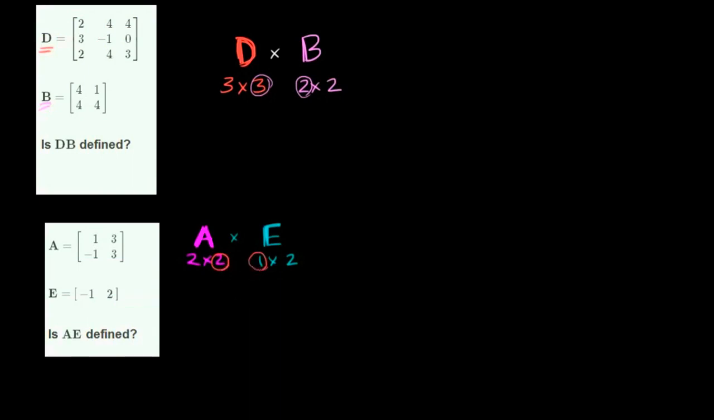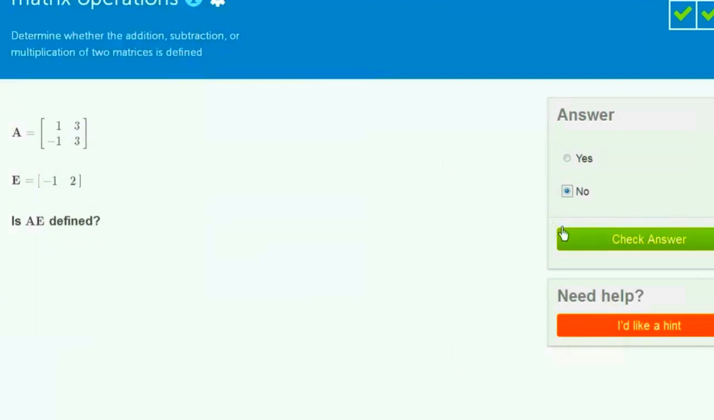Now, what is interesting is if you did it the other way around, if you took E times A, let's check if this would have been defined. Matrix E is 1 by 2, 1 row and 2 columns. Matrix A is 2 by 2, 2 rows and 2 columns. And so this would have been defined. Matrix E has 2 columns, which is exactly the same number of rows that matrix A has. And this really hits the point home that the order matters when you multiply matrices. But for the sake of this question, is AE defined? No, it isn't. And so we can check our answer.